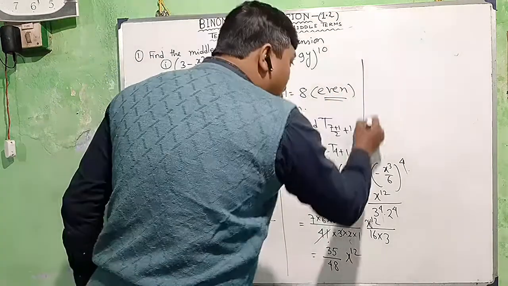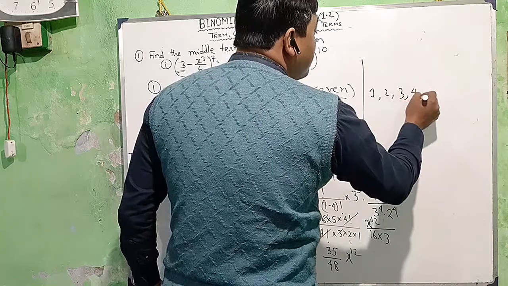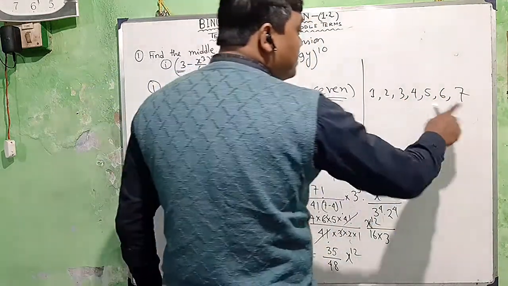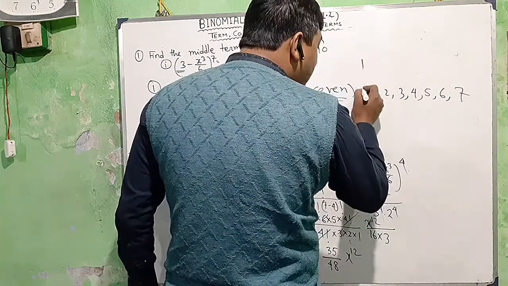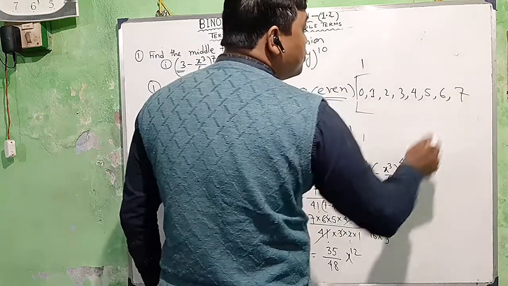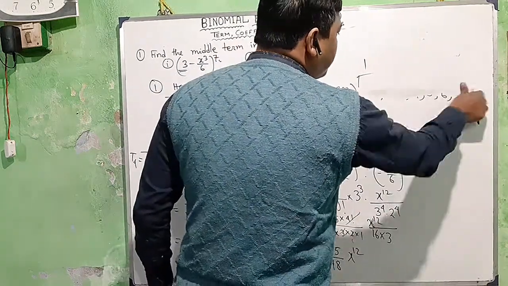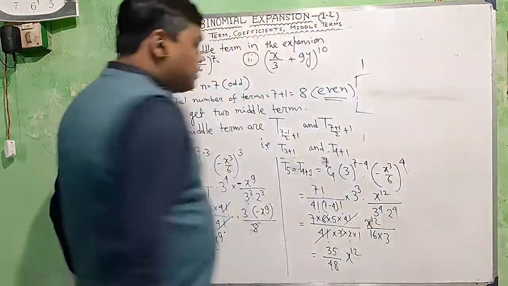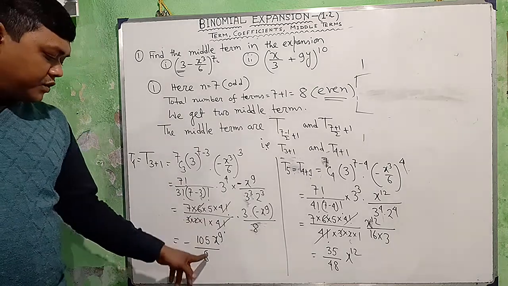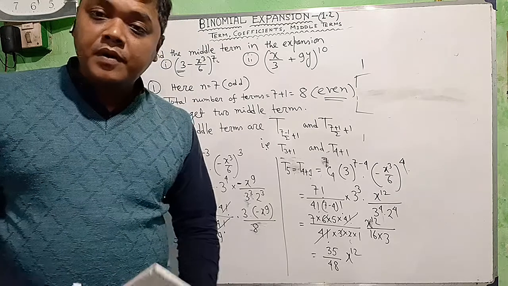So blindly you can say 1, 2, 3, 4, 5, 6, 7. So let us start from 0. How many terms are there? In this fashion you cannot write the two middle terms here. So the two middle terms are minus 105 x to the power 9 by 8, and the other one is 35 by 48 x to the power 12.